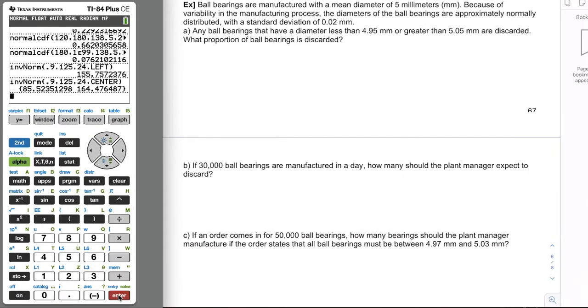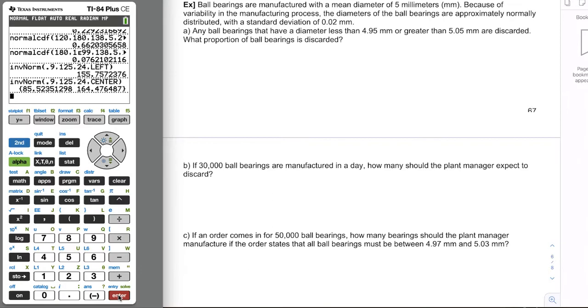Ball bearings are manufactured with a mean diameter of 5 millimeters. Because of variability in the manufacturing process, the diameters of ball bearings are approximately normally distributed with a standard deviation of 0.02 millimeters. Any ball bearings that have a diameter less than 4.95 or greater than 5.05 millimeters are discarded. What proportion of ball bearings is discarded?